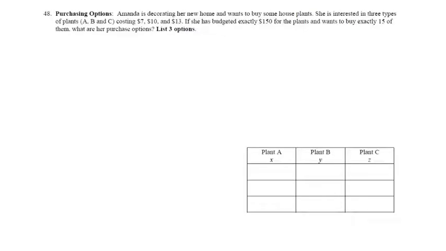So for starters, we need a couple equations before we can move forward with solving this thing, right? And my hint is always to look for the totals. In this case, we could start with the total number of plants that she's going to buy. For example, all of plant A plus all of plant B plus all of plant C should add up to, let's see, 15 plants, right? It says she's going to buy exactly 15 plants. So the total number of plants, there's one equation.